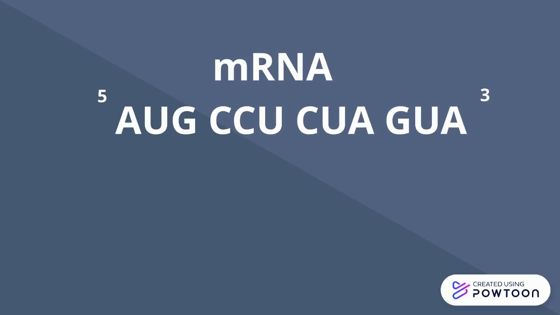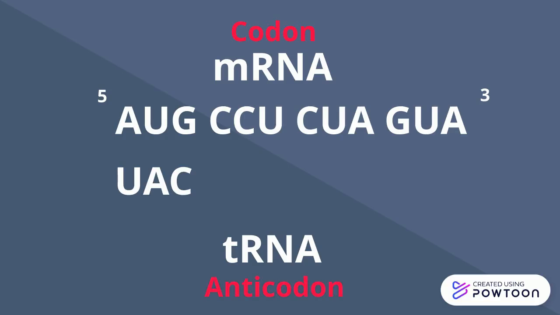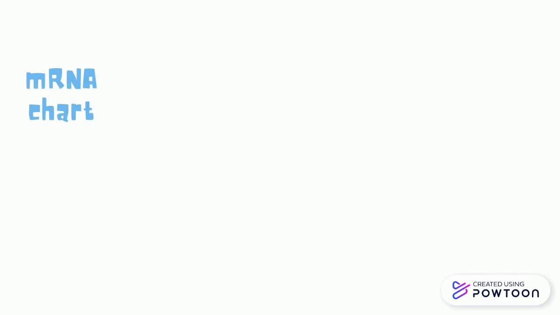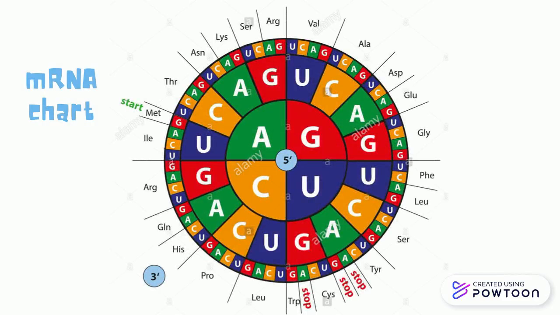Now, messenger RNA pairs with the transfer RNA. The messenger RNA will be the codon, and the transfer RNA will be the anticodon. The transfer RNA has uracil, therefore A will pair with U, U will pair with A, and G with C, and then so on. Now, let's find the amino acid by using an mRNA chart, so I will use the messenger RNA codon.